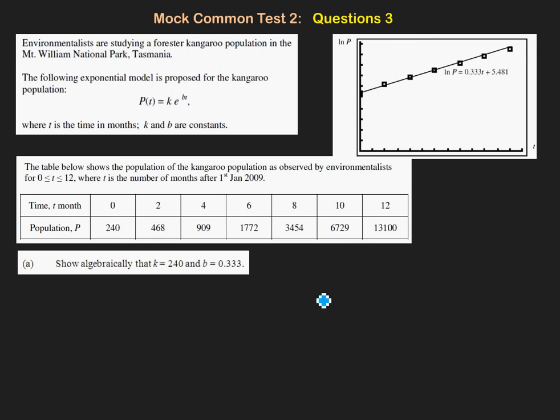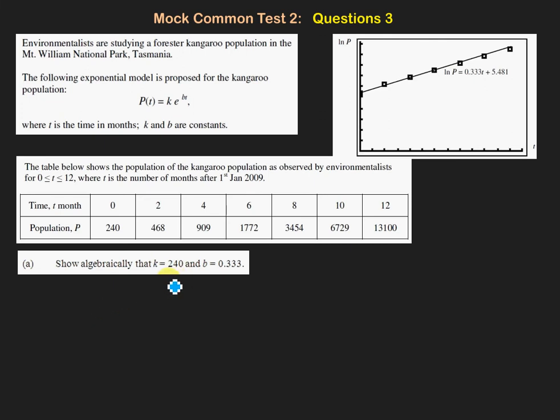Right, let's look at question 3 of common test 2, the mock common test. So data given, the model is proposed. The idea is we want to investigate whether this model is the right model to represent a population of kangaroo in this national park. So how do we find this algebraically?